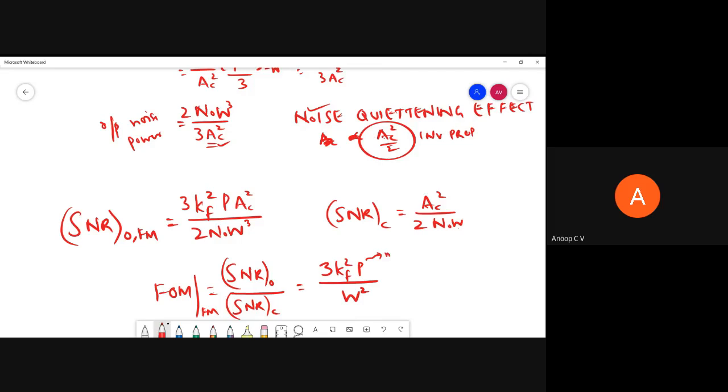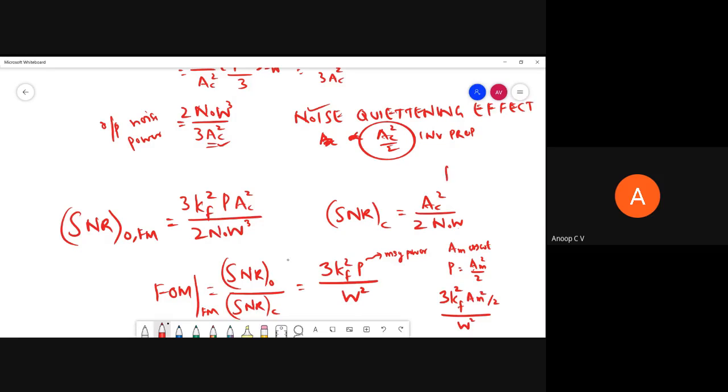But if you remember this, what is this P? P is nothing but the message power, right? If our message is AM cos omega t, or AM cos 2 pi FM t, the average power will be equal to AM square by 2, right? So for single tone modulation, we can write it as 3 kf square AM square by 2, divided by W square.